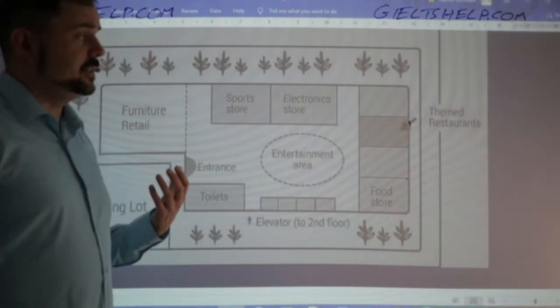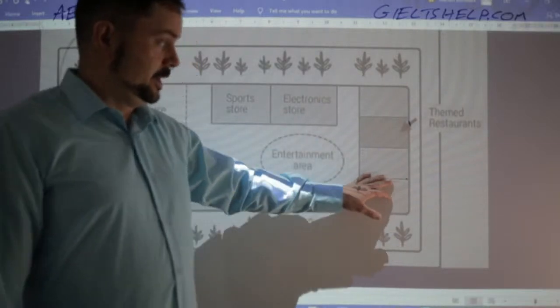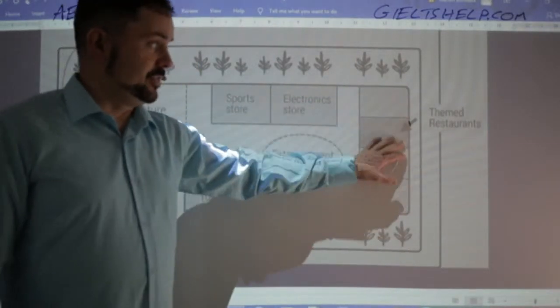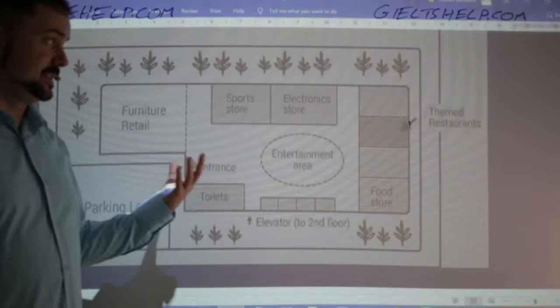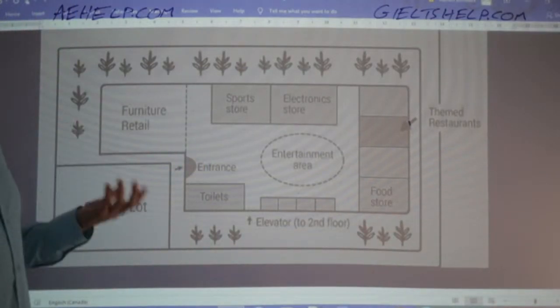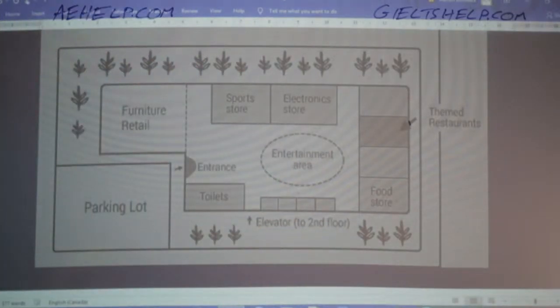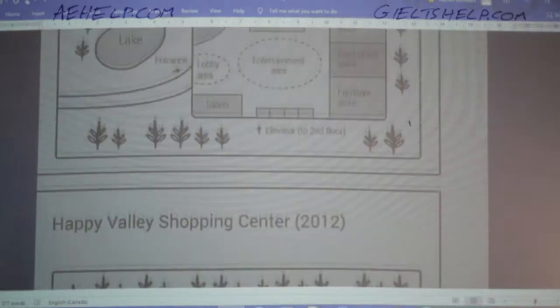And clearly there seems to be more demand for food, because there are these 3 themed restaurants. And of course, once you have this expansion, then you need more space for parking. So that's what we can summarize by looking at these 2 diagrams, okay?